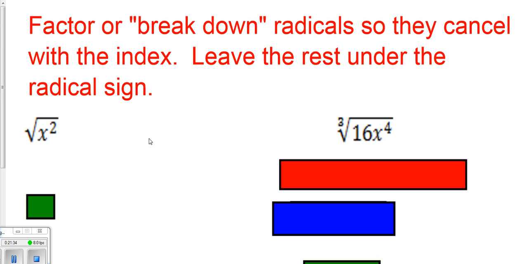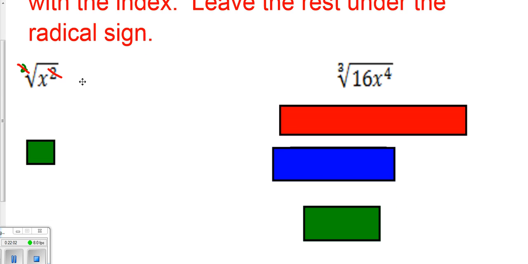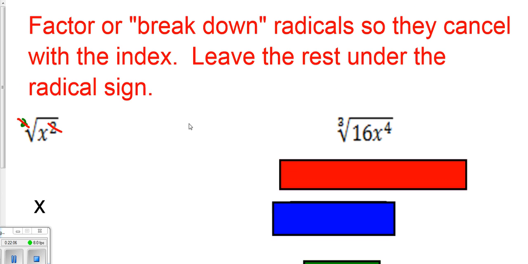When we are working with radicals, we need to factor or break down the radicals so that they can cancel with the index. And we'll leave anything that's left over underneath that radical sign. So by that I mean, in this case, if we have the square root of x squared, remember that means there's a radical of 2. So we want to break this up into powers of 2, and it already is, x squared. So we can just cancel out the index with that power. We would know that the only thing left over is x. So our answer is x.